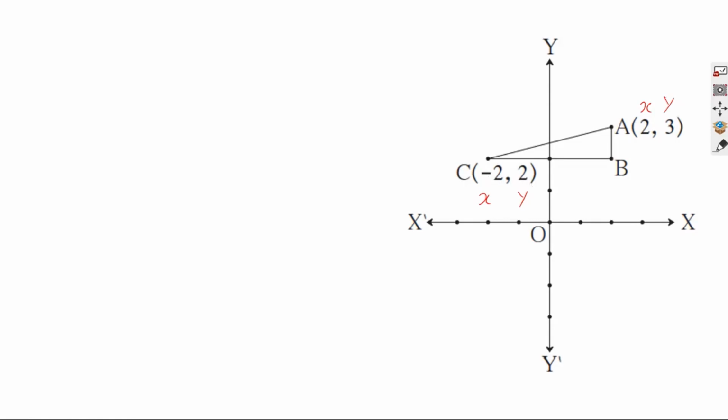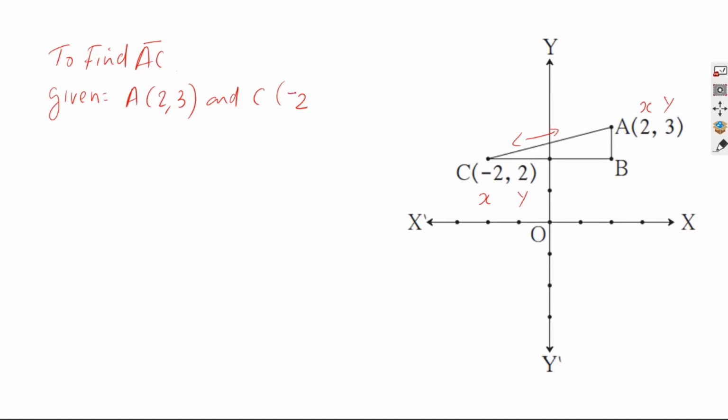So I need to write down what A and C are. To find the distance AC, the length of the segment AC, we have all that we need. What is given is that A has the coordinates 2 and 3, and the C coordinates are nothing but -2 and 2. This is what is given.